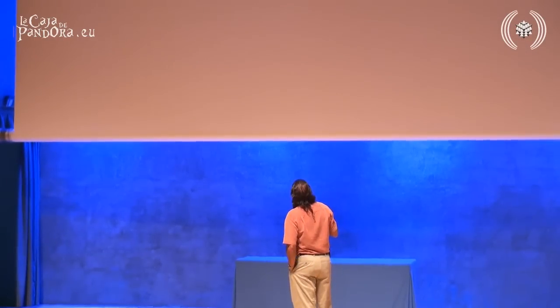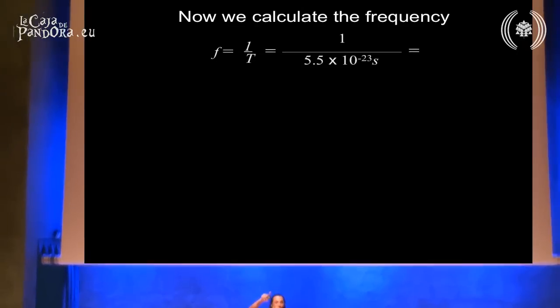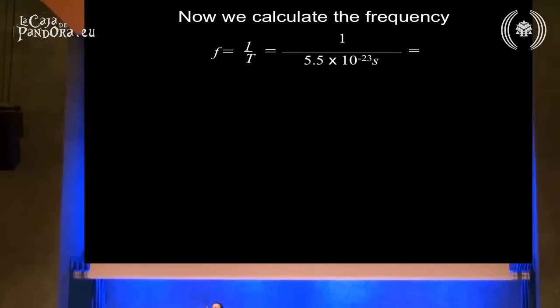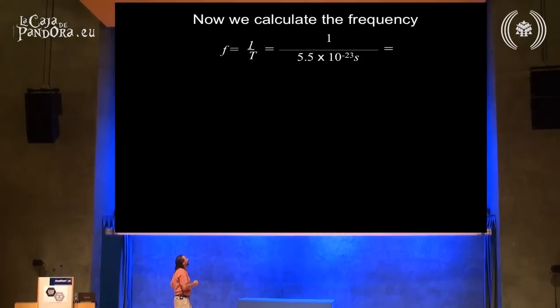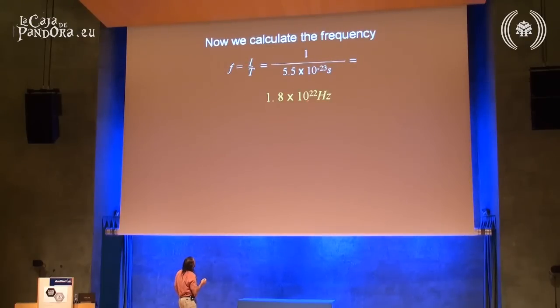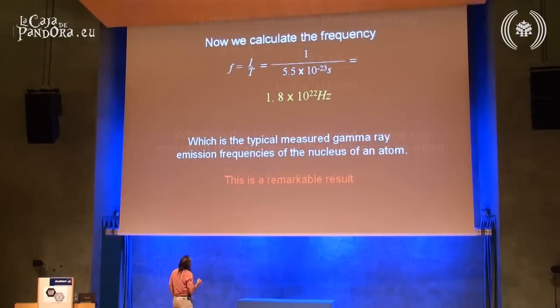Now we calculate the frequency. So that means, if it's going around, it took 10 to the minus 23 seconds to go around one time. Then how many times does it go around in 1 second, which is in hertz, right? So then that would be 1 over the time, and the result is 10 to the 22nd hertz, which is a typical measured value of the gamma ray emission frequency of the nuclei of an atom. So this is actually the decay of the atom. It comes right out from black hole protons spinning around each other. No quantum theory again. Very simple. You're getting the right answer with a very simple mechanical approach to the atomic world.